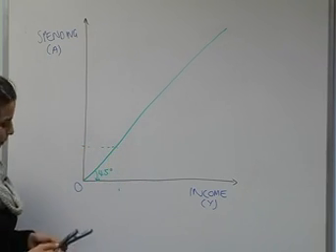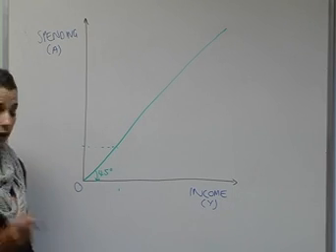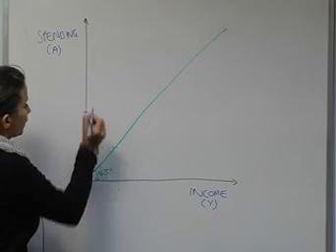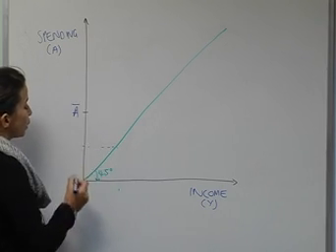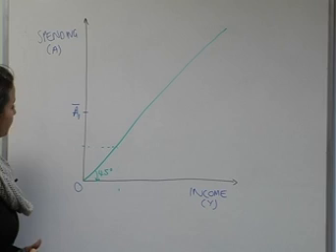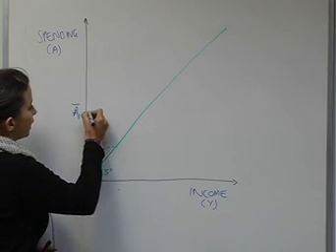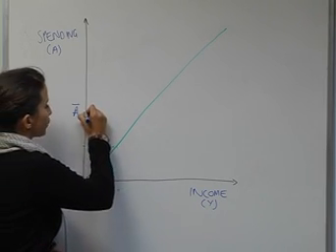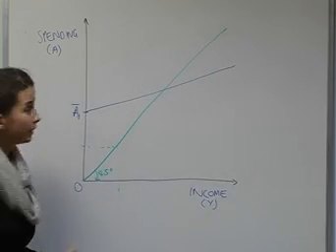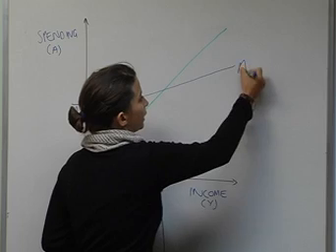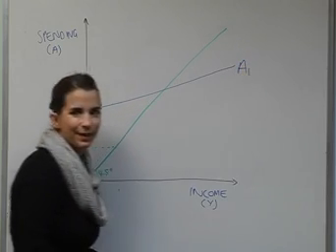Now, the next step is for me to draw the spending line. I start with an intercept over here, which I'm going to call autonomous spending 1. Then I draw a flat but positive sloping curve. This is my spending line. I call this line A1.